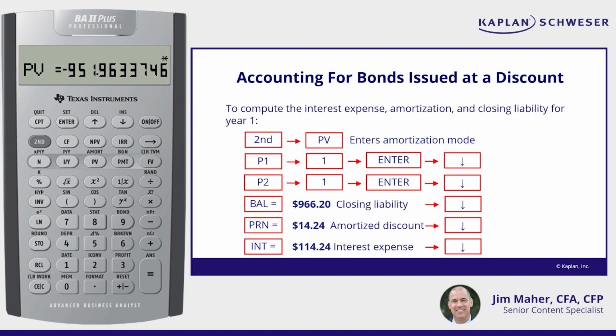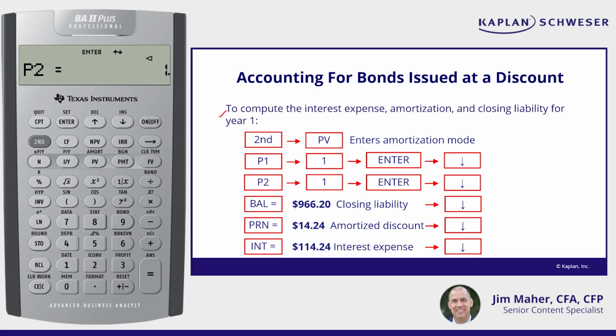So now to compute the interest expense, amortization, and closing liability for year 1, and I always think these are pretty neat how we can do all these numbers here. We want to enter our amortization mode. So that's second present value, see AMORT, and you see a P1. Well, we want to do this for year 1, so we're going to do 1. We're going to do enter, right? And then we're going to use our down arrow, and our period 2 is going to be 1 because we're only analyzing our first period.